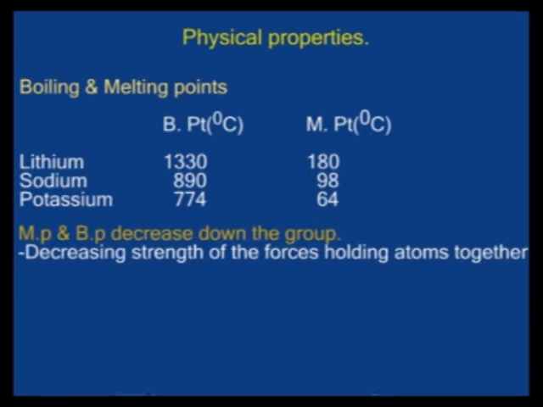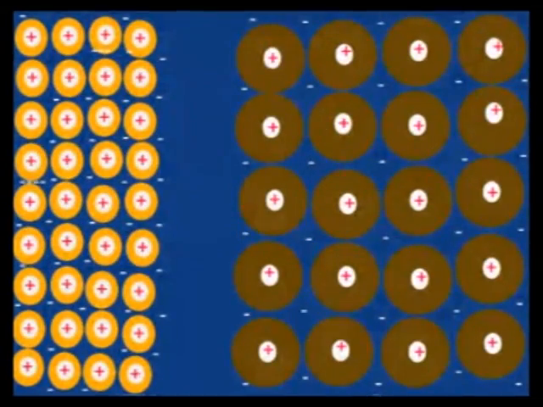Now back to our two structures. The structure on the left-hand side, of course, has smaller atoms, and therefore the forces of attraction holding these atoms must be very strong. They require a lot of heat to break, and that is why the melting point would be very high. Remember, in alkali metals, the atomic radius increases down the group, and therefore the boiling and melting point decrease down the group.